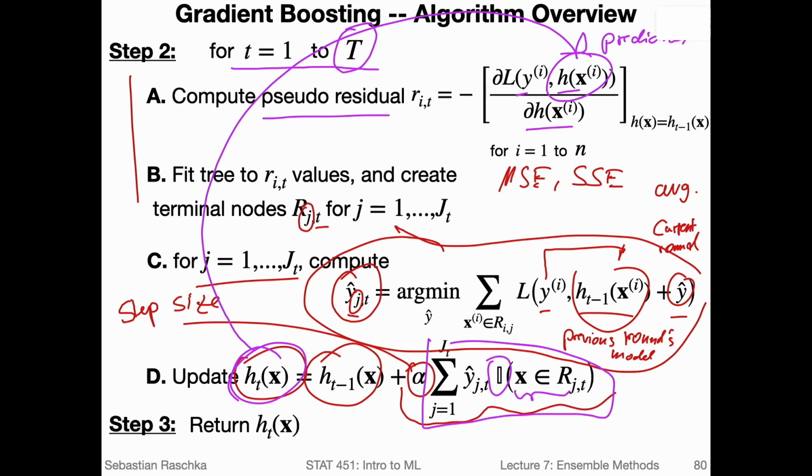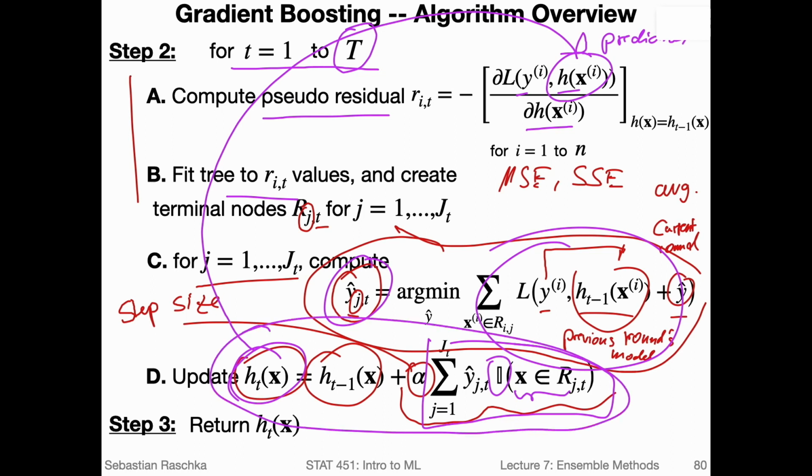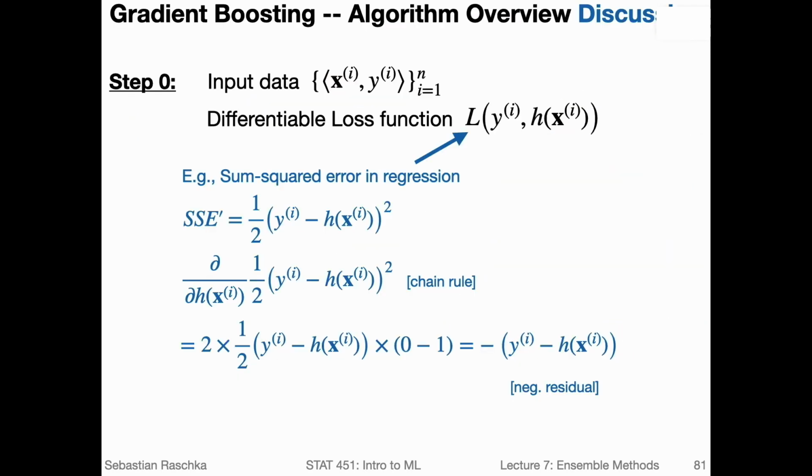Then when we have computed the residuals, we fit our tree again, determine the prediction value that minimizes our loss based on the current node, and then update the model again, and we would keep going until we have done that t times. The differentiable loss function could be, if you think of logistic regression as a classifier, the negative log likelihood loss, so this could also be the negative log likelihood for classification.